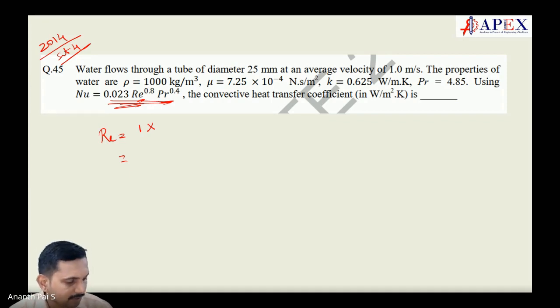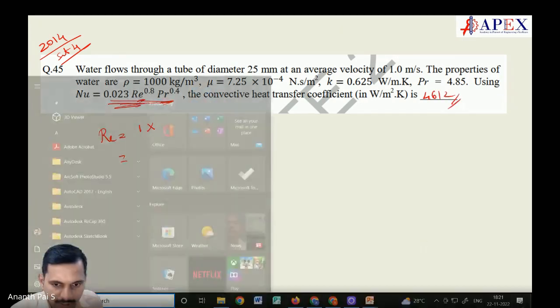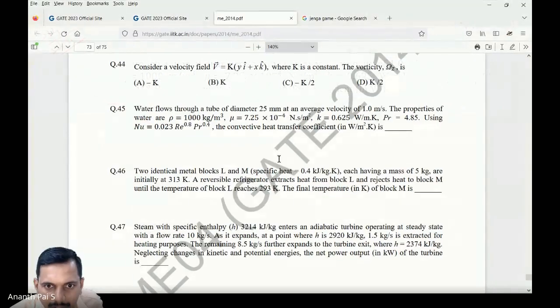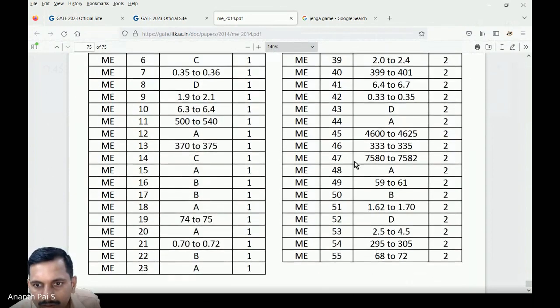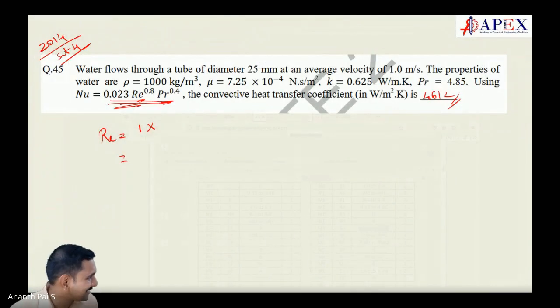So we'll start with the correct answer. Super. 4612 is the right answer. Let us see question number 45 in GATE 20. Yeah, question number 45. Yeah, 4600 to 4625 on the dot. 0.5 also you got? Super. So you are in the middle. Good. Now let us go with pipe flows, okay? Once you do it.